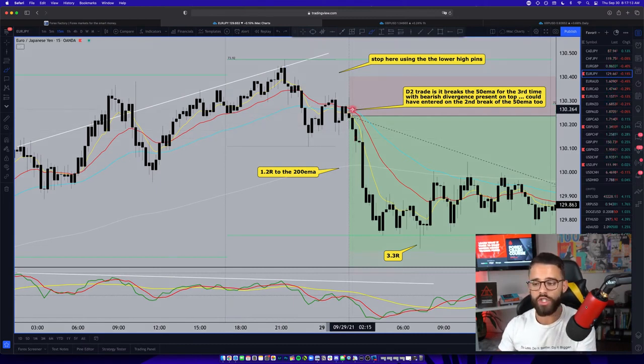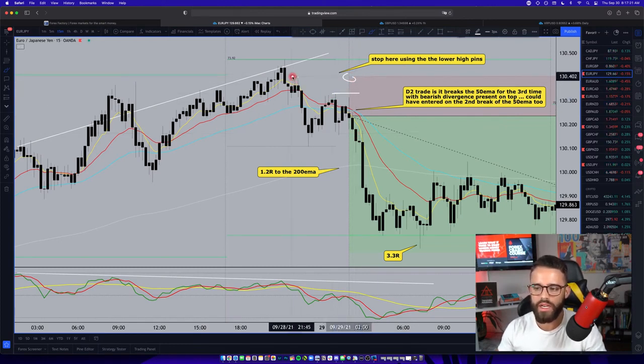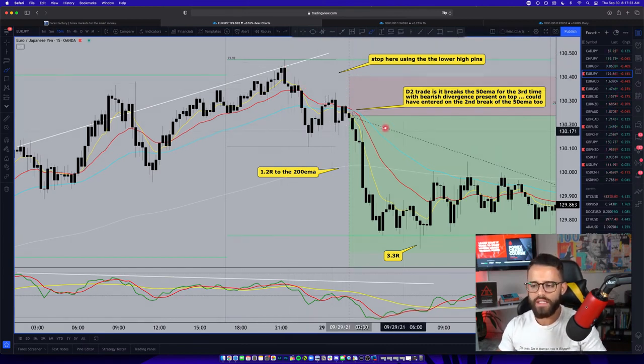Same thing we're looking at on GU, using the 50 EMA and then using the most recent lower high as the stop loss. Now, I didn't use this pin right here. I used this pin right here because to me, this is all one structure point. So I didn't want to have it too close. That's why I backed it up to here. But I also didn't go to the top. I don't think it needed to be that far away either. So that's the D2 idea here.